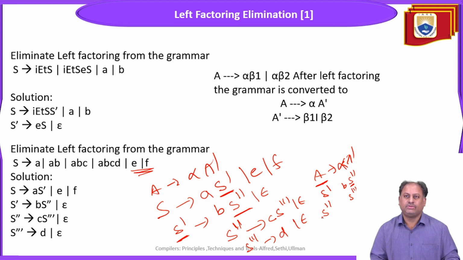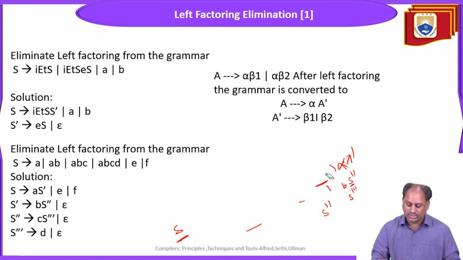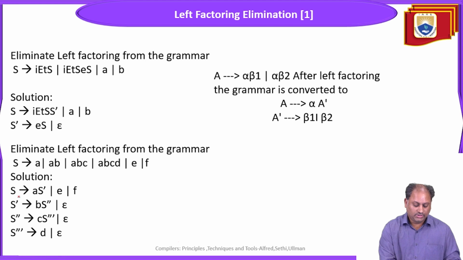So in this way we are going to generate the grammar which is free from left factoring. The grammar that is generated is by applying this general syntax rule: A derives alpha A dash, A dash derives beta 1, beta 2, beta 1, and once again A dash beta 2. And by applying this we get the notations such as the production rules are free.